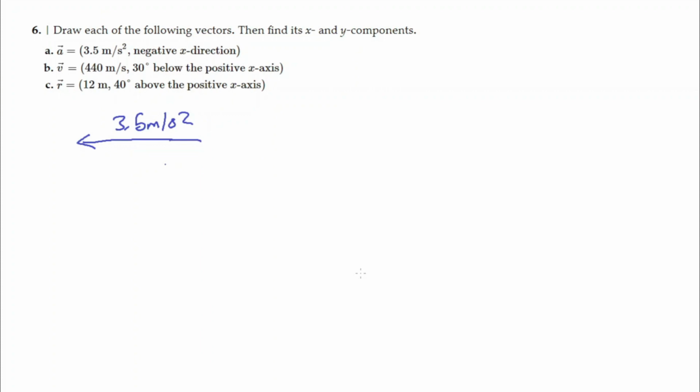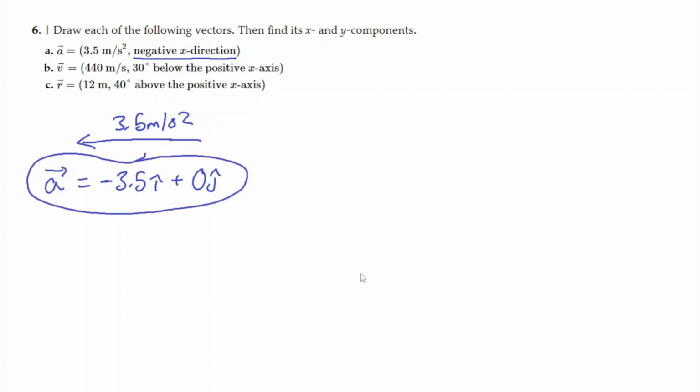Now, to find the xy components, we are given that it's just in the negative x direction, which means it's not going to have any y component. So vector A would be equal to negative 3.5 i, plus 0j. That would mean that all the force, or rather the vector, goes 3.5 to the left. And you could even use trig functions and you would get the same thing.